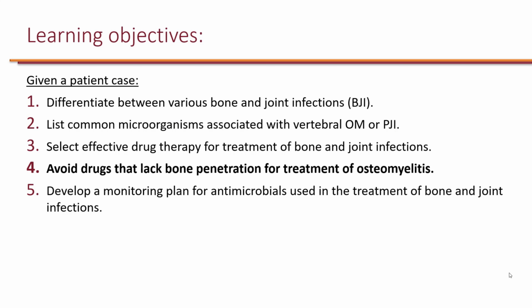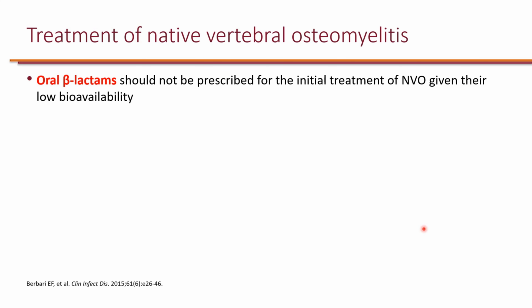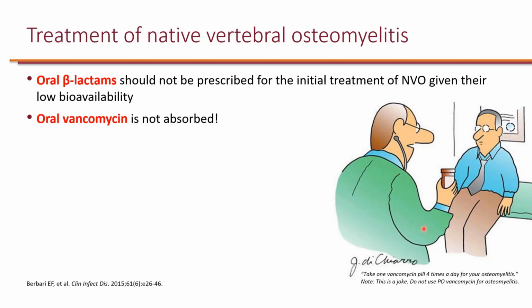Now, let's avoid drugs that lack bone penetration for treatment of osteomyelitis. In general, oral beta-lactams have low bioavailability and should not be prescribed for the initial treatment of native vertebral osteomyelitis. Also, oral vancomycin is not absorbed and therefore it should not be used to treat any systemic infection. The only time oral vancomycin is indicated is for C. diff infection, or Clostridioides difficile infection, which is in the GI tract.